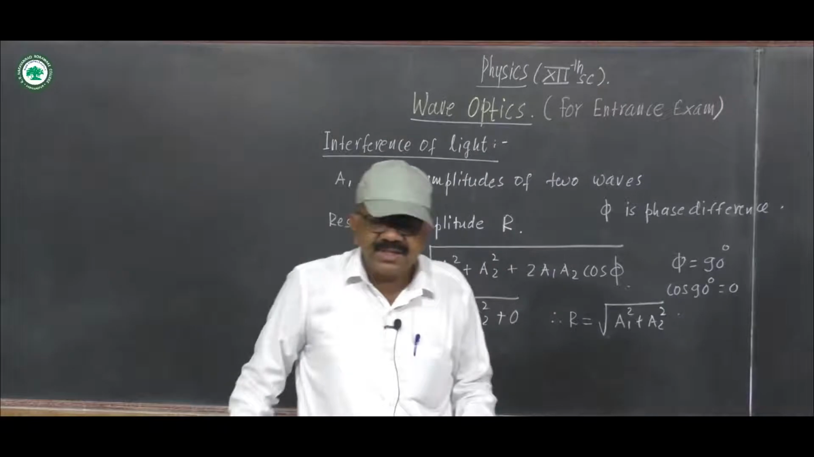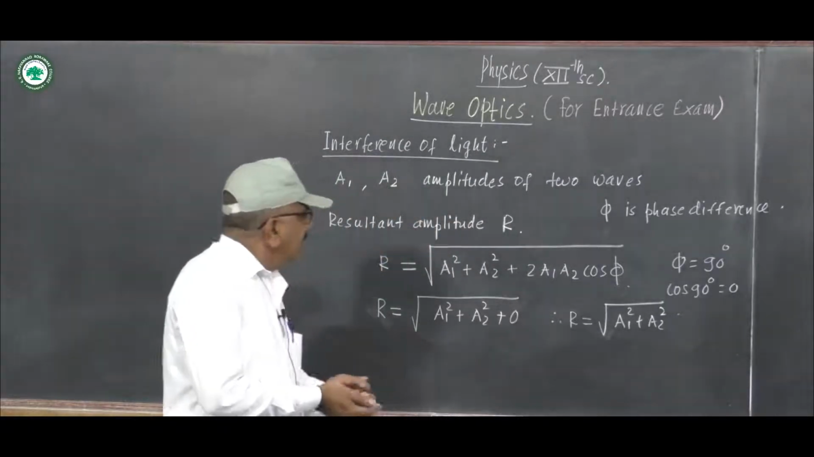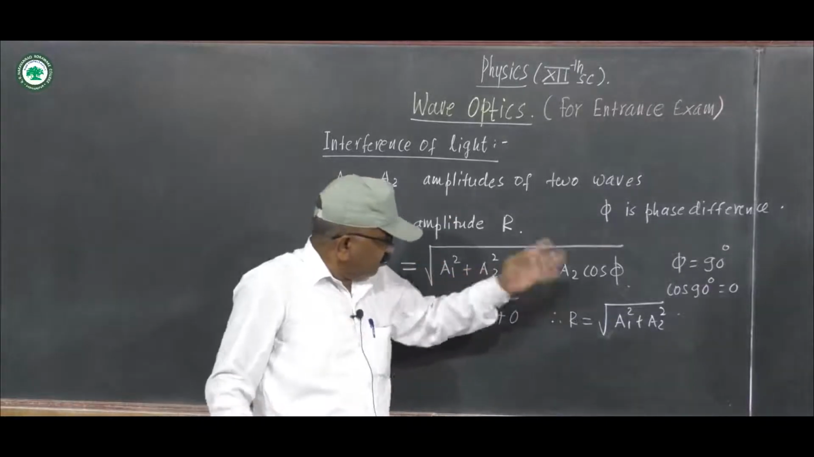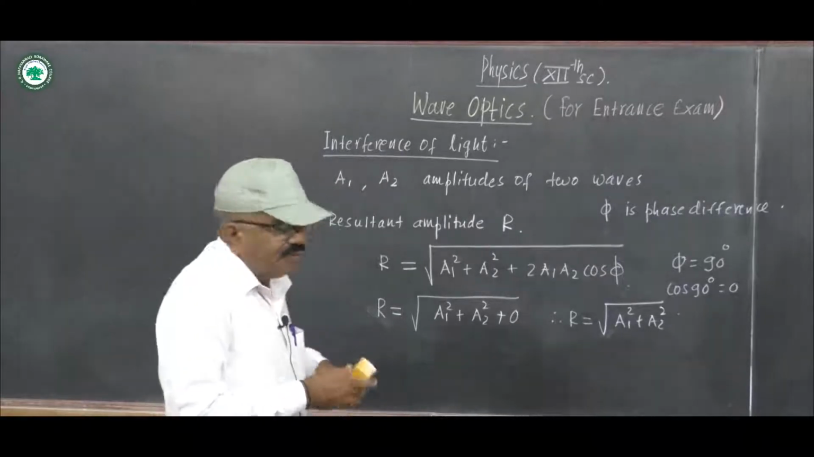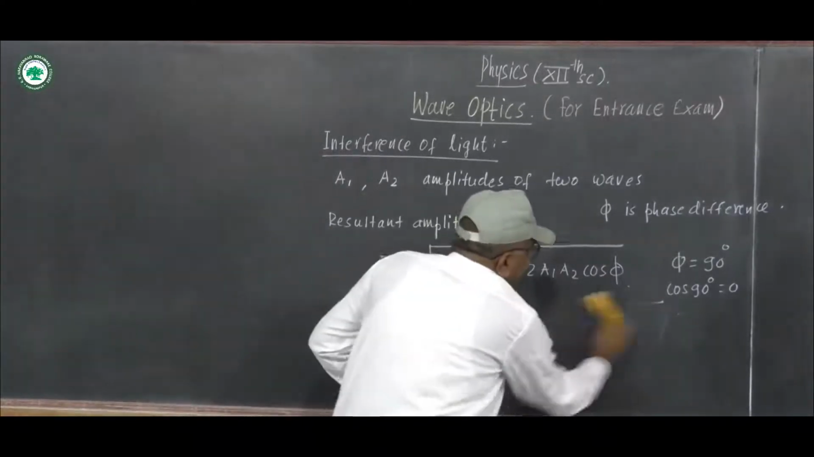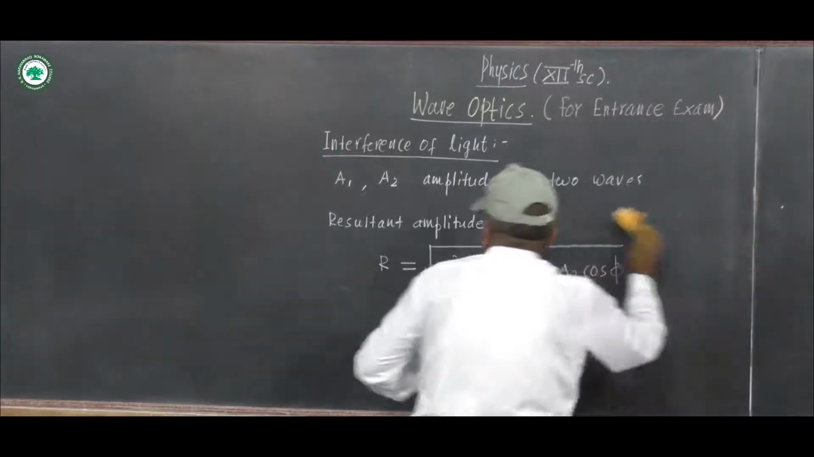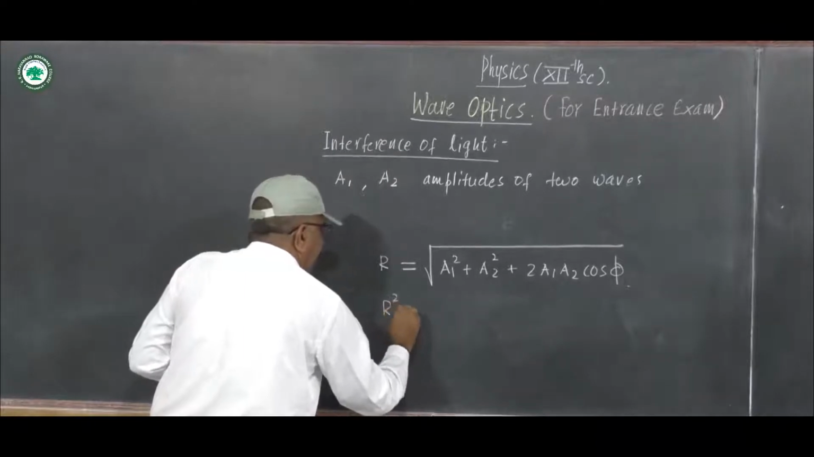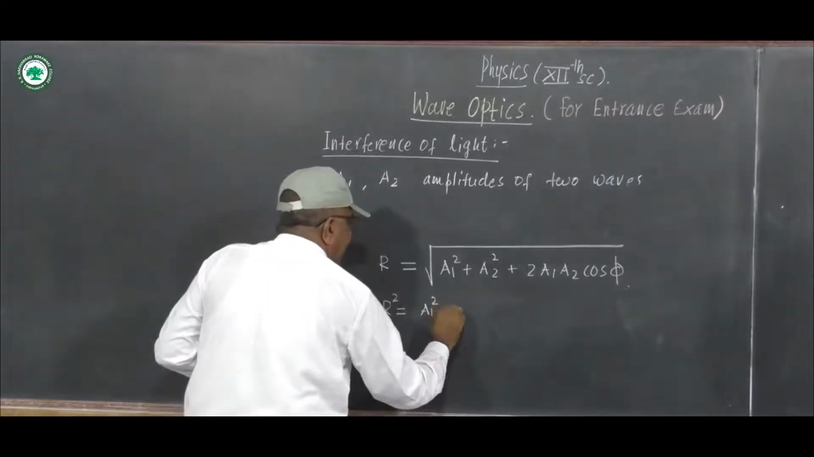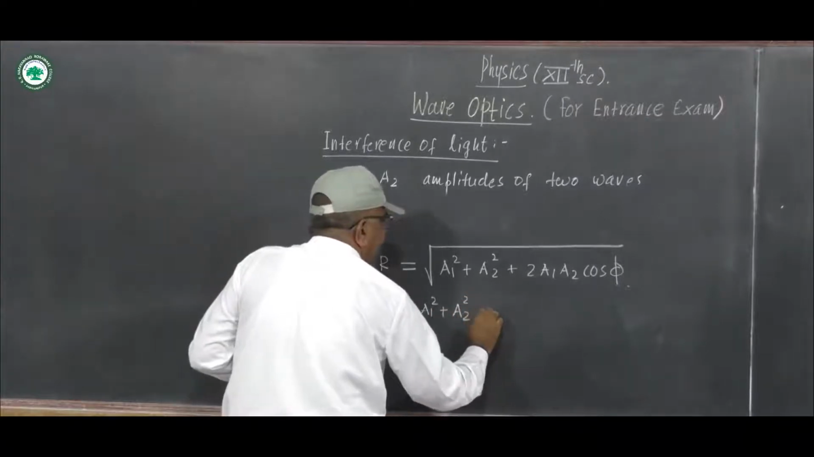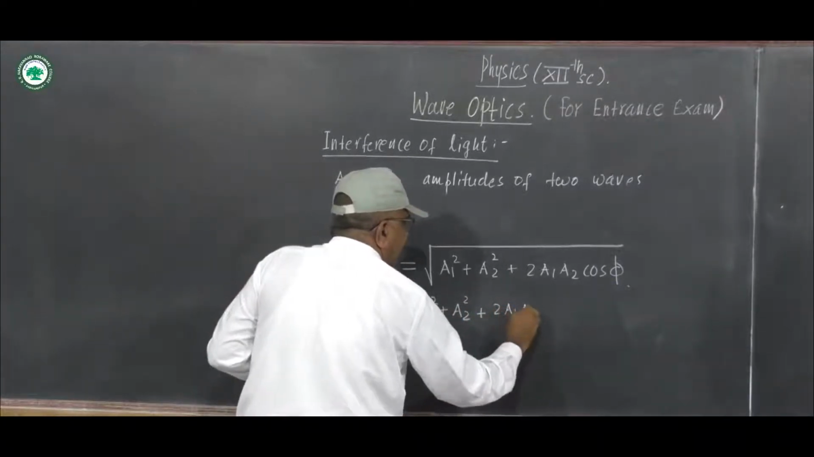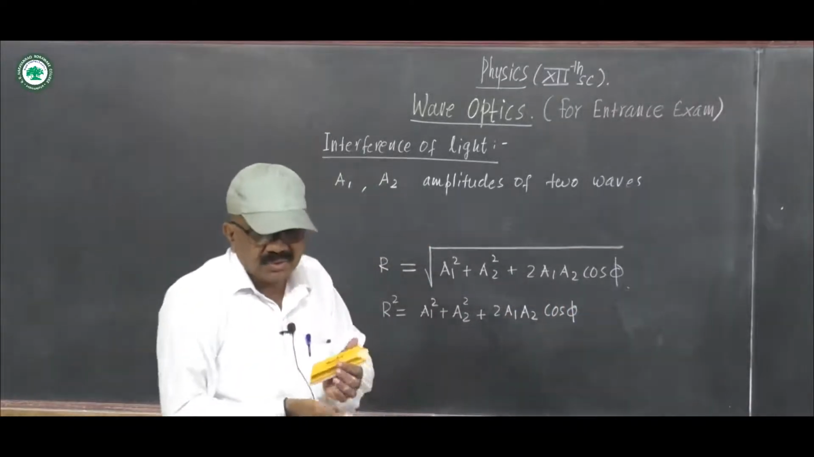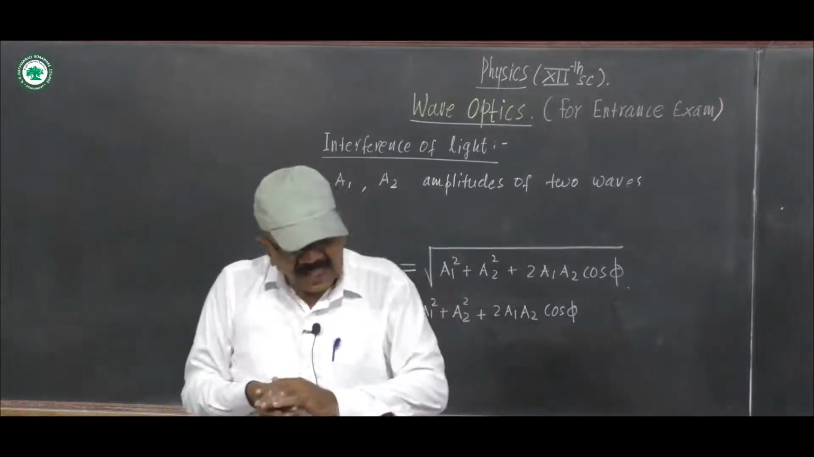Resultant amplitude will be A1 square plus A2 square. Now, the resultant amplitude is square root of A1 square plus A2 square plus 2A1 A2 cos phi. Squaring both sides, we write R square is equal to A1 square plus A2 square plus 2A1 A2 cos phi.